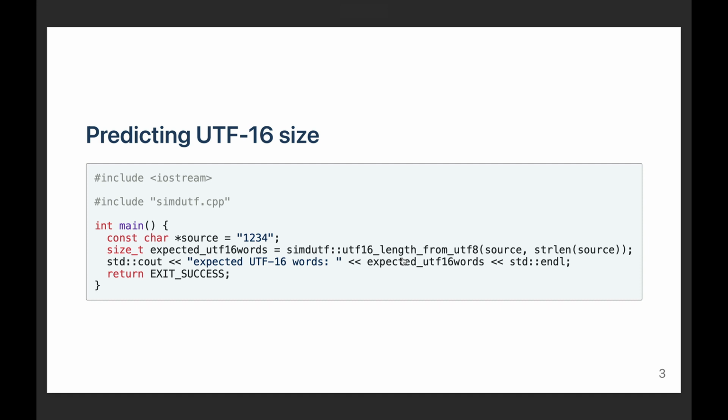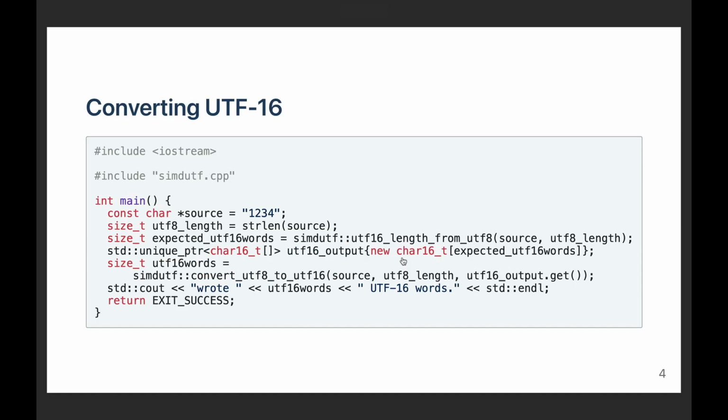It returns the number of 16-bit words that we expect a UTF-16 string to require for storing the input. In this case, it would return 4 because of the simple ASCII case. So once you've got this information and you know how much storage is needed, then you can allocate the memory and do the transcoding. This next code example is basically an extension of the previous one.